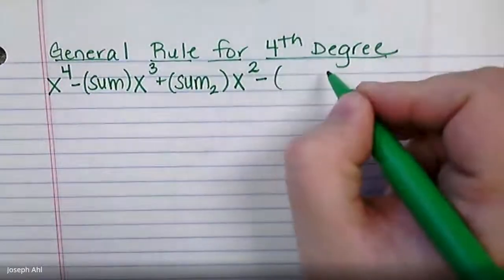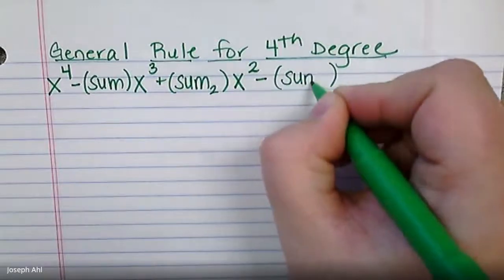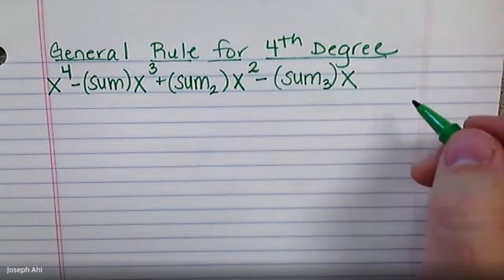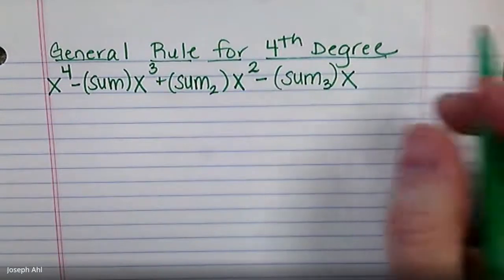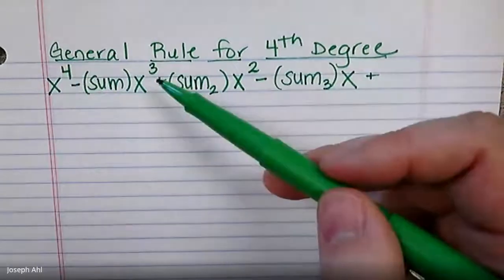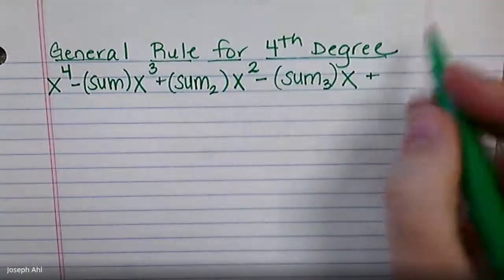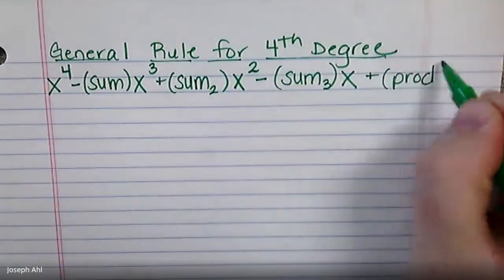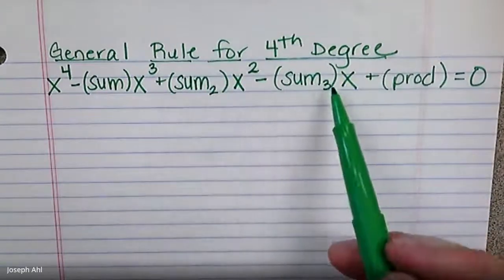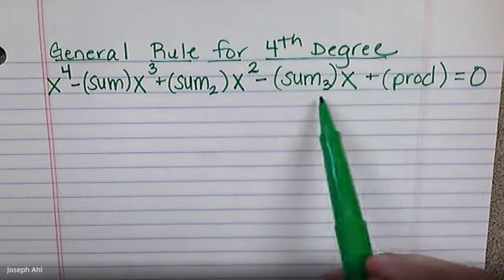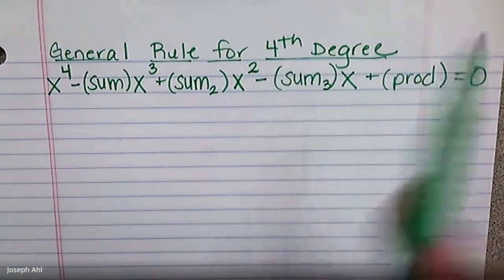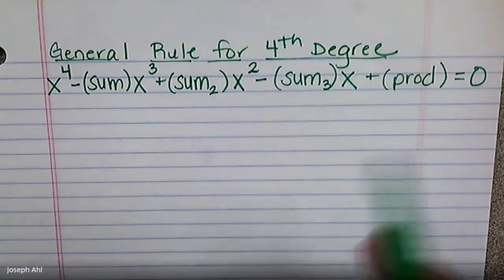Change, here's the new coefficient, you ready? The sum of the products 3 at a time. That goes next to x. And now that I'm at the last term, we're alternating signs, right? We keep, change, keep the product and set that equal to 0. So the only thing that's new is since we have an extra term, we have an extra new coefficient called the sum of the products 3 at a time, which I like writing as sum 3 as an abbreviation there.